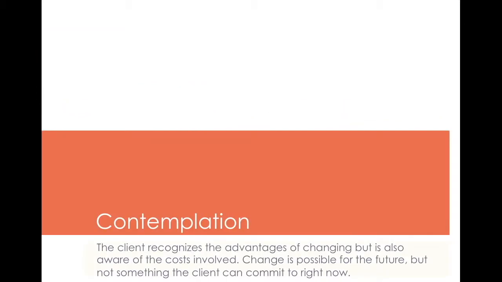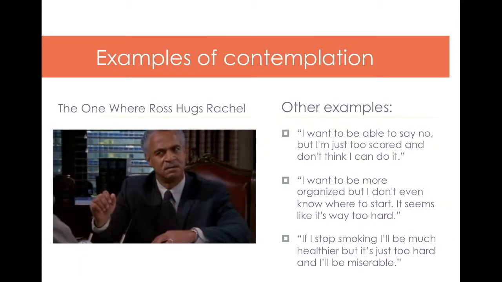Now we're into the contemplation stage. This is when the client recognizes the advantages of changing, but they're also aware of the costs, so they're weighing the pros and cons. Change is possible for the future, but not something that the client can really commit to right now. So here we have another example of friends in the contemplation stage this time, where Ross is seeing his lawyer about getting an annulment.